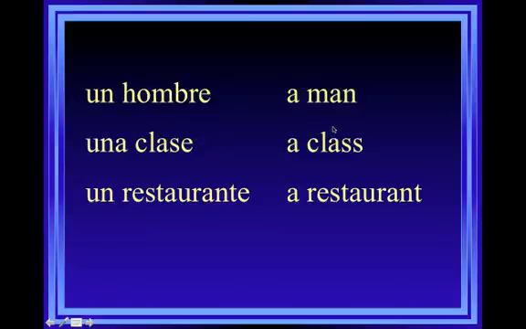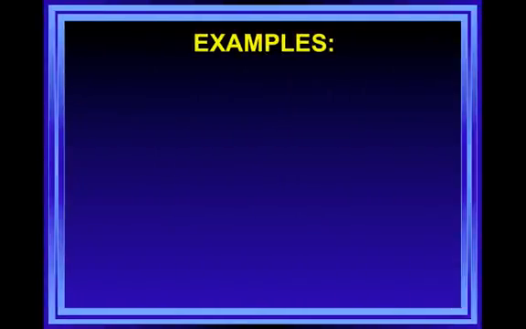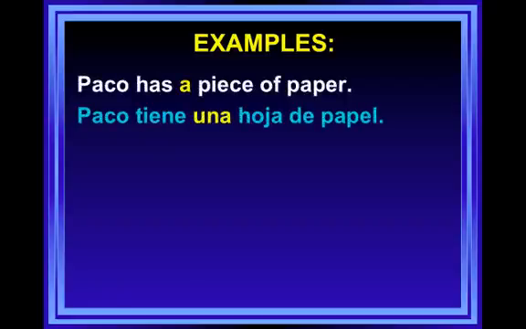So I'll begin to go through the presentation a little bit faster, assuming that you understand that number and gender have to match between the article and the noun. Now these are all plural. And here are a couple examples that I'll go through real quick. Paco has a piece of paper. Again, this is an indefinite article because it's not a specific piece of paper, it's a random piece of paper. Paco tiene una hoja de papel. Notice how una and hoja are both feminine and singular.